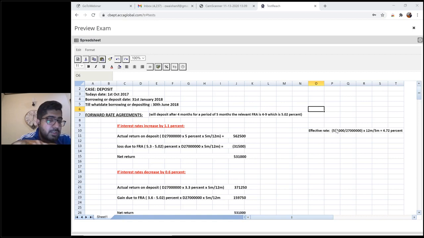5.02 is the locked rate. It should compare with the rate which you are getting in the market. That's 5.3. Otherwise, the impact would be 2 times. For the 3.3: if interest rates decrease by 0.6, central bank rate is 4.2, decrease by 0.6 means it becomes 3.6, and you are investing at 30 basis points, 0.3 further less, so 3.3.